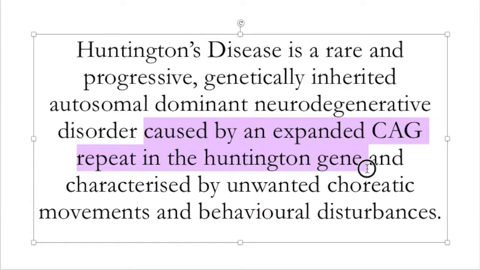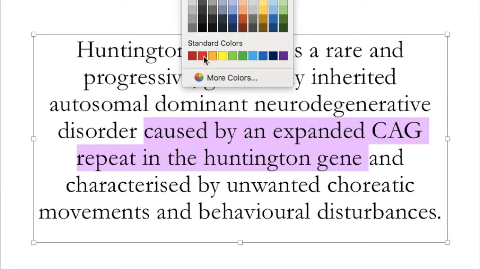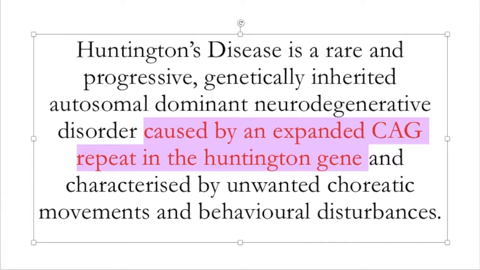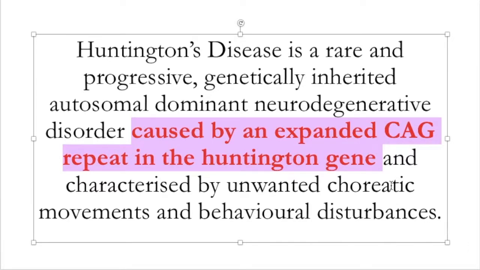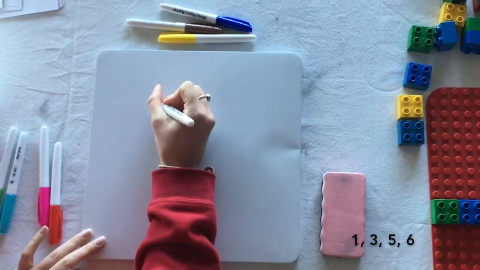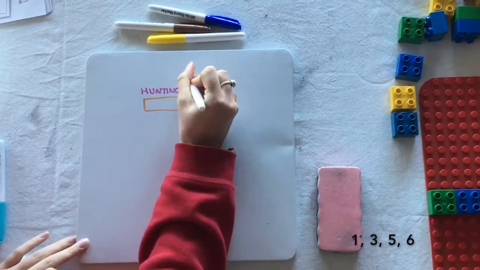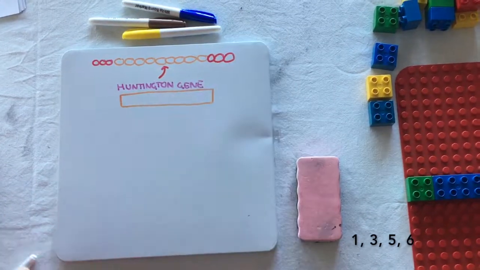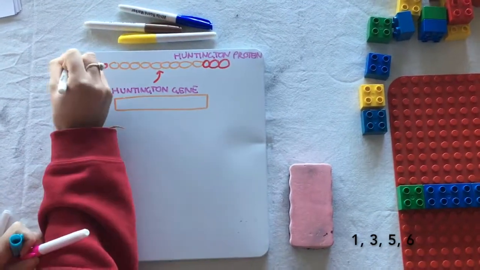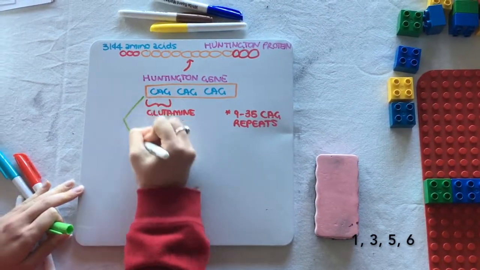The disordered physiological processes associated with Huntington's disease arise from a CAG trinucleotide repeat expansion. All humans have the Huntington's gene, which codes for the Huntington protein, which is a large protein consisting of 3,144 amino acids found in highest concentrations in the brain and testes.